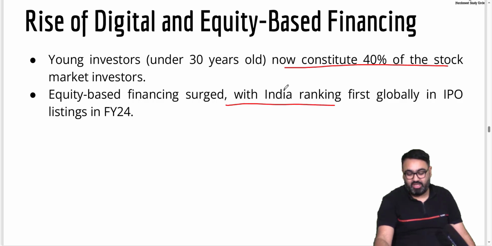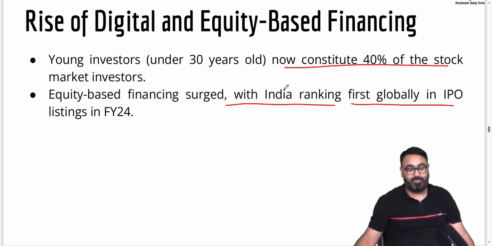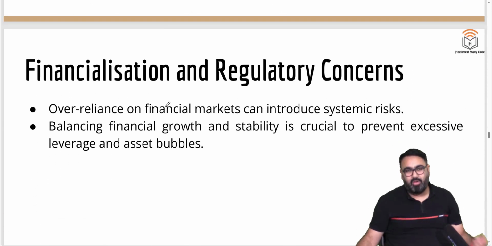Equity-based financing also increased. India ranked first globally in IPO listings. So no country had more IPO listings in the entire world than India in financial year 2024, which again is a big sign. And I told you earlier, a large number of companies coming to IPOs means more investment opportunities. Companies are open to scrutiny. They are under the regulations of SEBI, which is always a good sign.